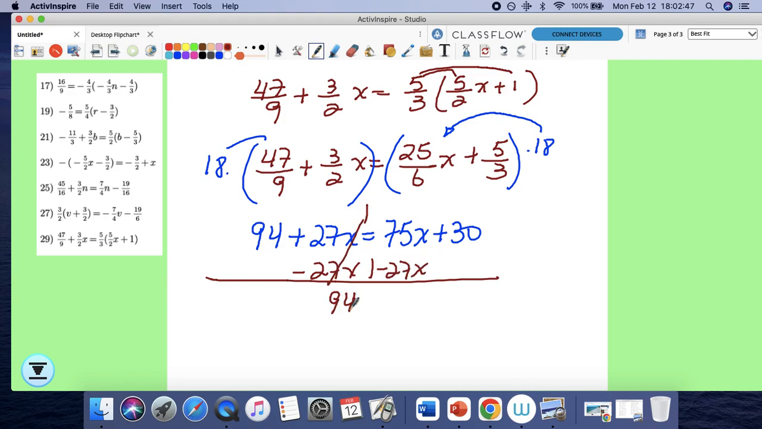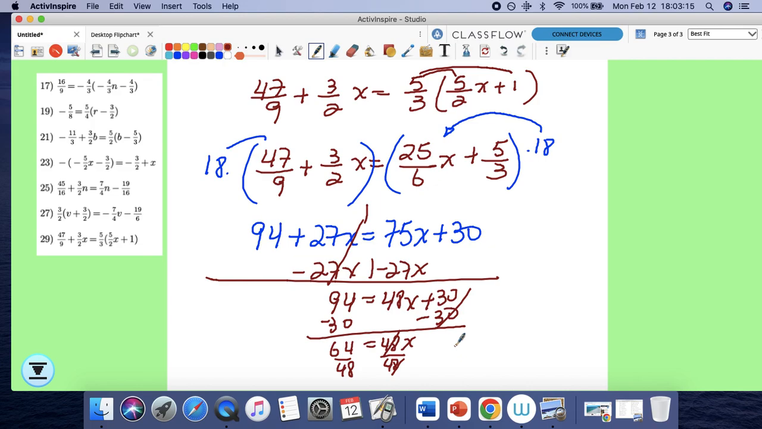I'm left with 94 equals 75 minus 27, which is 48x plus 30. I subtract 30 from both sides. That goes away. I'm left with 48x equals 64. Divide both sides by 48. And this goes away, and then 64 over 48.